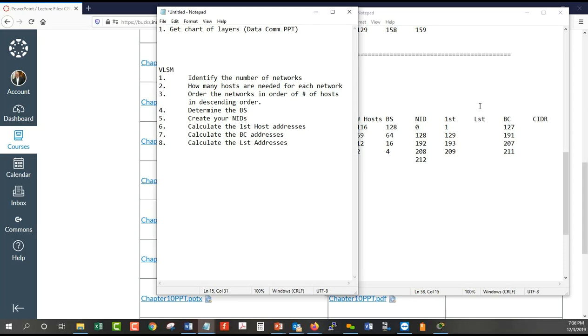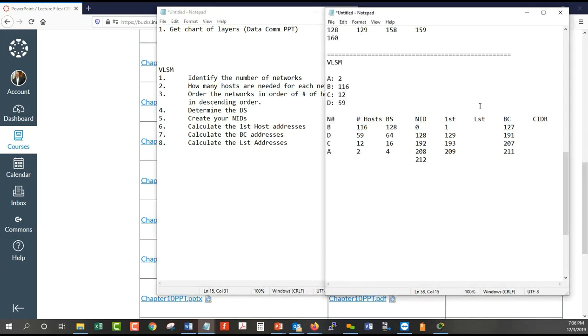Last addresses, I'm not consistent with my capitalization, so please forgive me. Last address is always going to be one less than the broadcast, so we've got 126. And again, your last addresses are always going to be even, okay? 190, 206, 210.